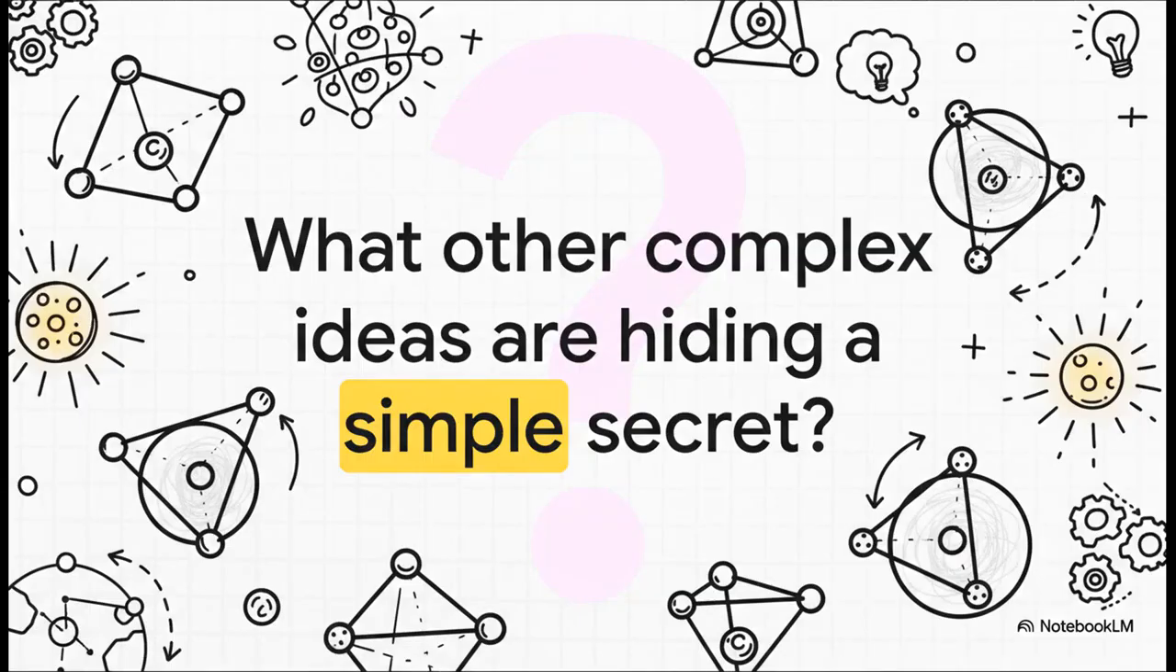So we started with a really complicated, intimidating name, and we discovered that the whole thing was built on one super simple rule. Electrons need their personal space. It makes you wonder, doesn't it? If one simple idea can unlock the 3D shape of almost any molecule, what other complex ideas out there are just hiding a simple secret, waiting for us to find it?